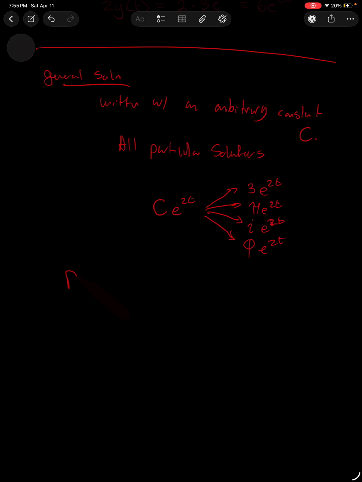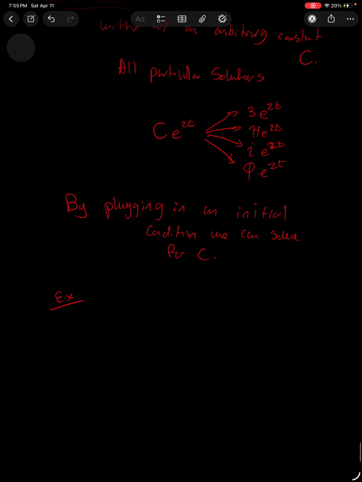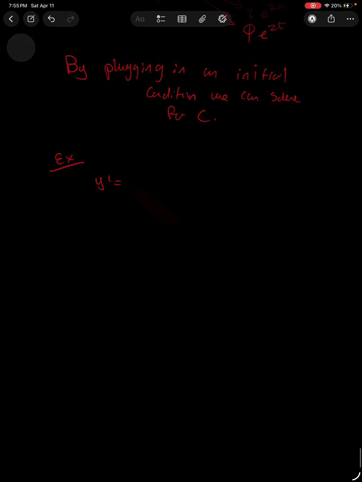By plugging in an initial condition, we can solve for c, usually. So, for example, say y prime equals f of t comma y, so non-autonomous, y of t naught equals y naught. That's what we mean by an initial value problem.